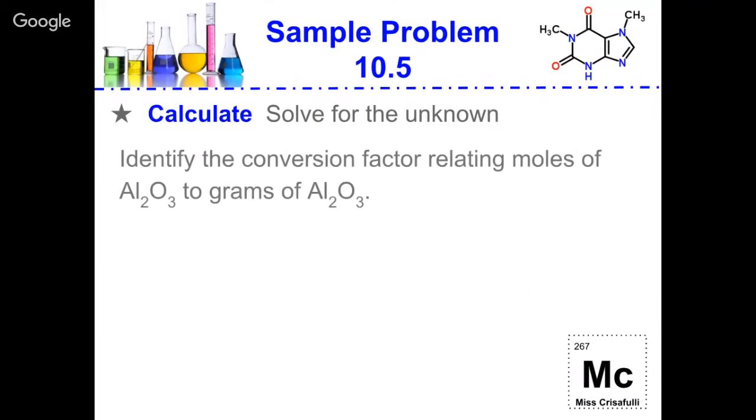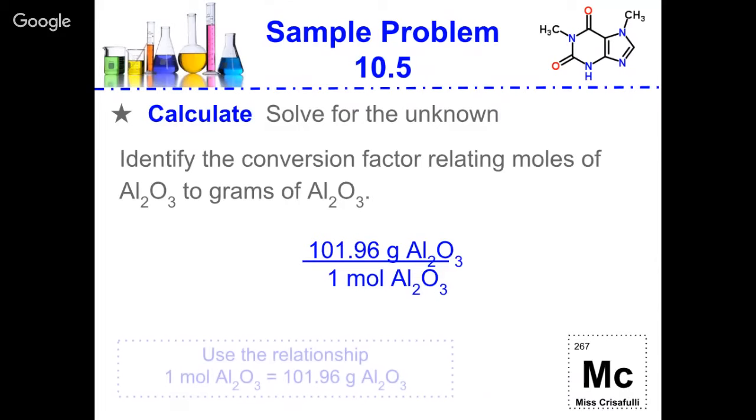Then we're going to identify the conversion factor relating moles of aluminum oxide to grams of aluminum oxide. And here's your relationship. 1 mole of aluminum oxide has 101.96 grams. That's the number that we just found on the slide before, the molar mass. And so we write this as 101.96 grams per 1 mole. And we need to use that relationship. Like I said, 1 mole of aluminum oxide is equal to the molar mass of aluminum oxide.